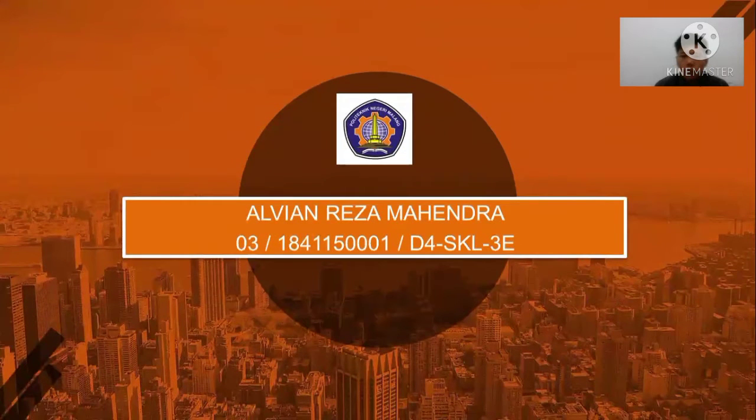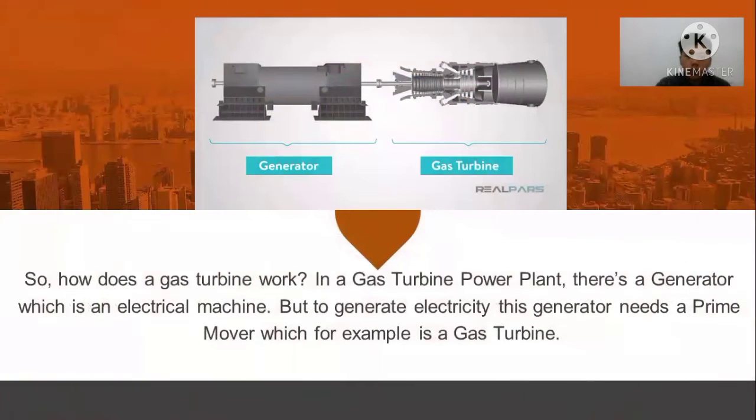Next slide. This is my identity: name, number absent, name, and class. Okay, I will directly explain. So, how does a gas turbine work?